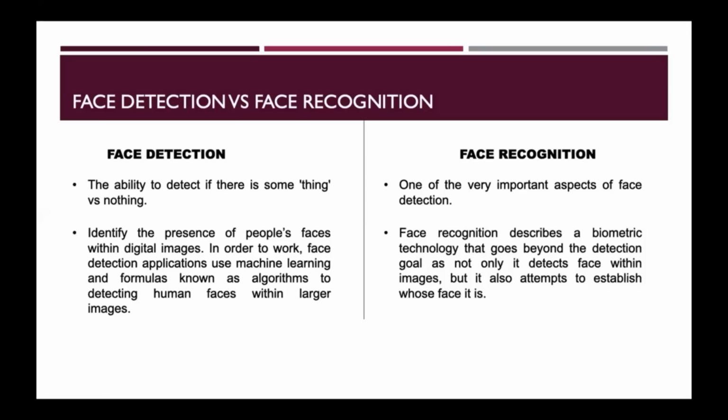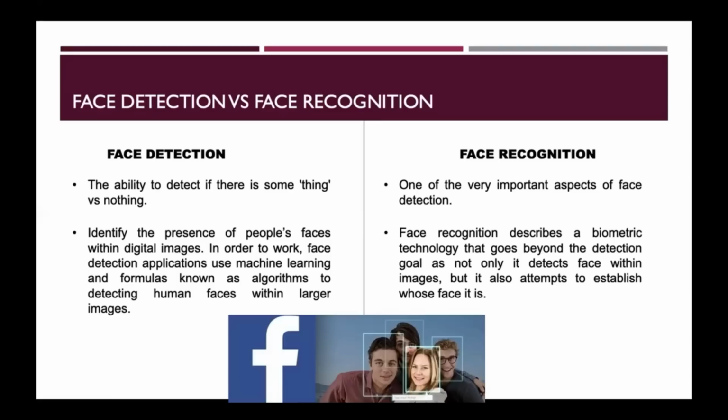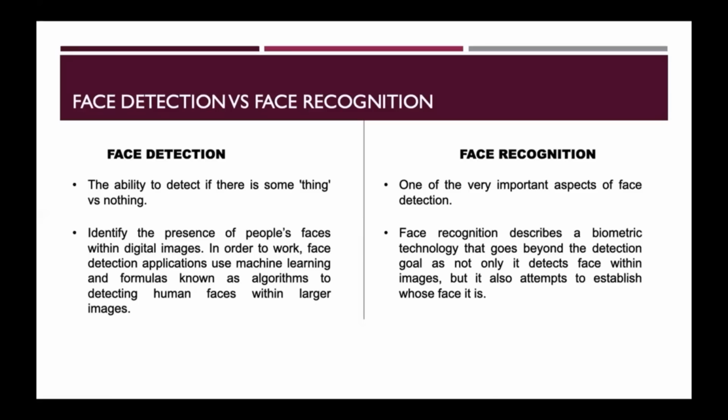On the other side, face recognition describes a kind of biometric technology, as it not only gives the computer the ability to detect faces within images, but also attempts to establish whose face it is. For example, if we upload a picture to Facebook, Facebook sometimes gives a suggestion to tag a particular person in that image. How does the Facebook model determine that? The Facebook model has already recognized that face using its face recognition model. That gives Facebook the ability to suggest that this person might be in that image, so please tag him or her. That's how the face recognition model works within the Facebook system.